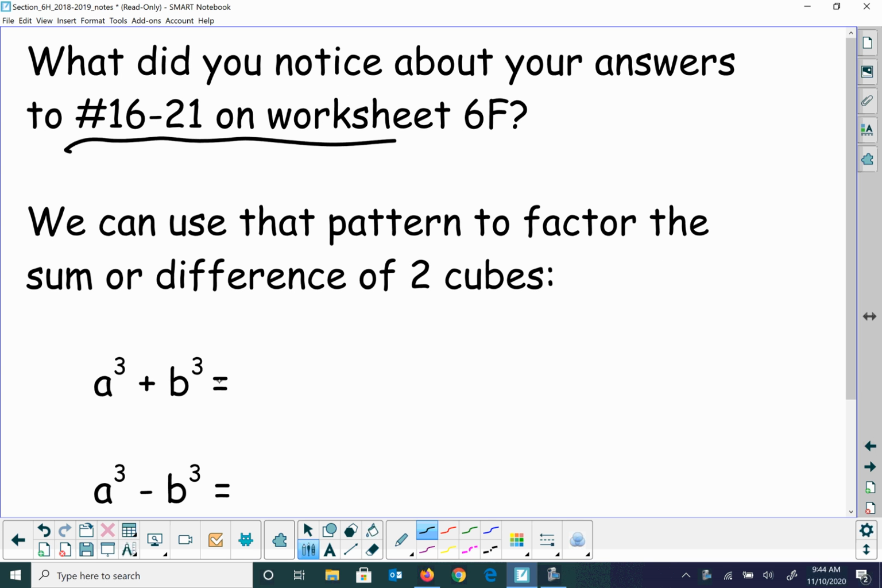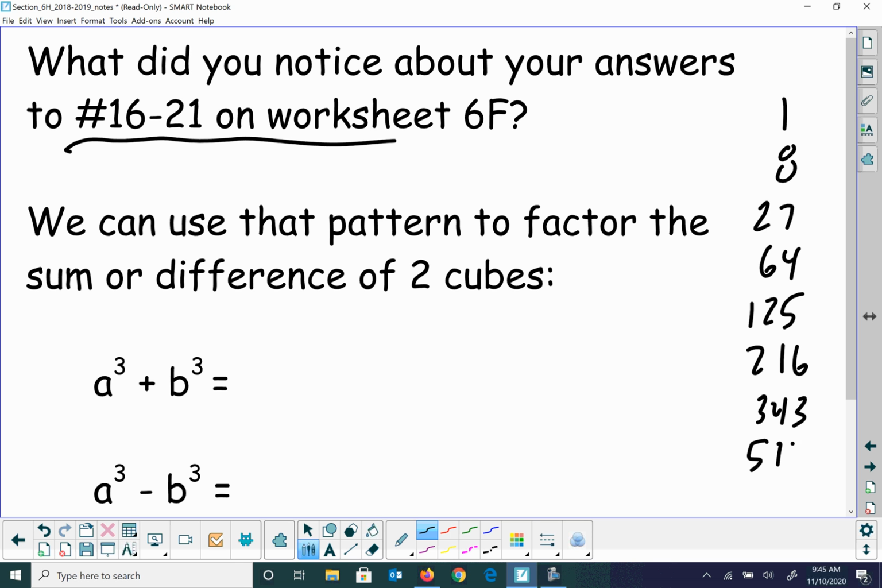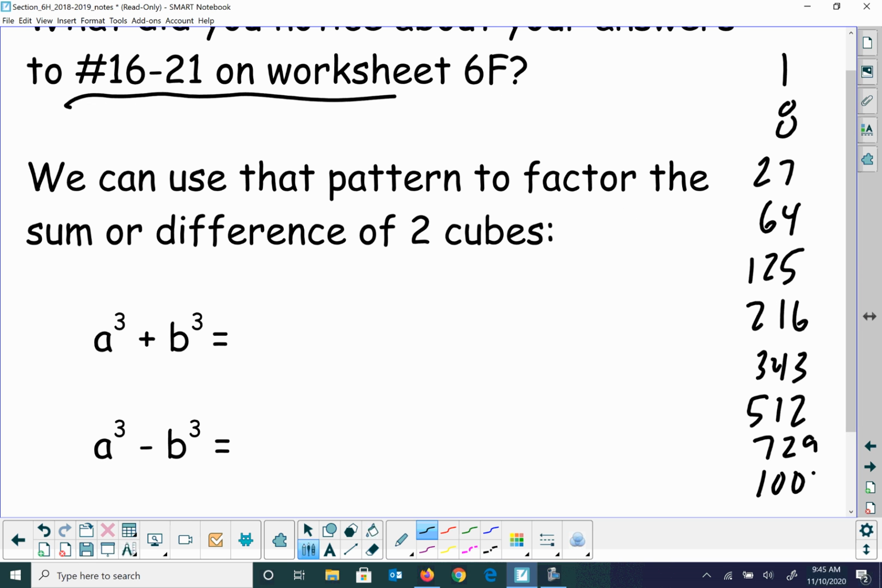The general equation for if you have two perfect cubes, so remember your perfect cubes: 1 times 1 times 1 is 1, 2 times 2 times 2 is 8, 27, 64, 125, 216, 343, 8 times 8 times 8 is 512, 9 times 9 times 9 is 729, and then 10 times 10 times 10 would be 1,000. So those are the first 10 perfect cubes. Okay, so we have to know that.